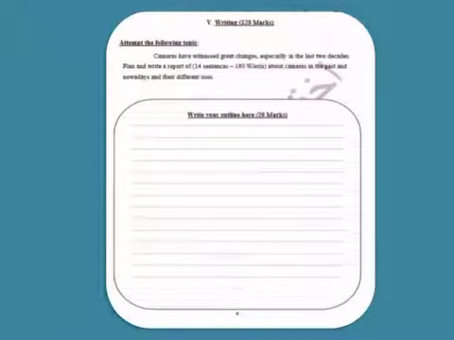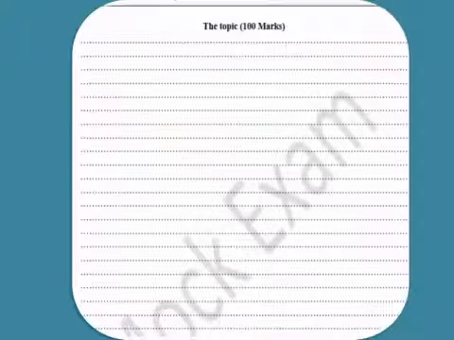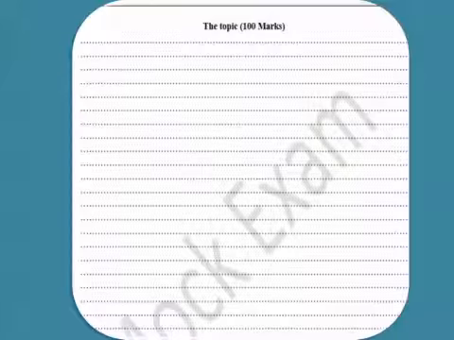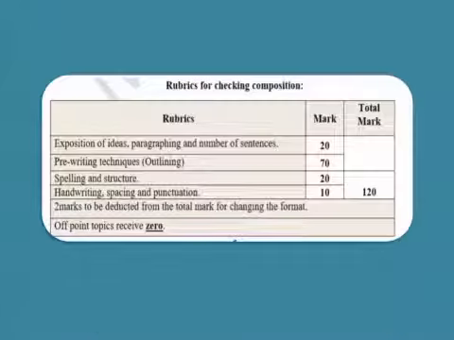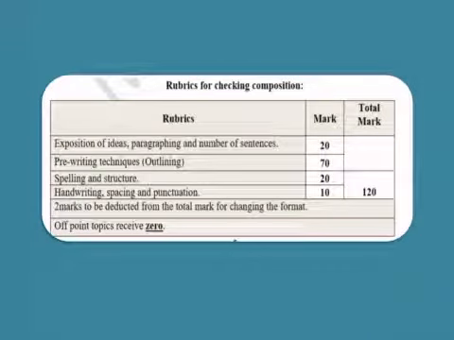The writing is out of 120 marks, 20 for the pre-writing and 100 for the topic. We have got some rubrics for checking the composition. For the pre-writing technique, or the outline, you get 20. For the exposition of ideas, paragraphing, and number of sentences, you get 70 marks. Spelling and structure, you get 20 marks. And the handwriting, spacing, and punctuation, you get 10 marks. So the total mark is 120.